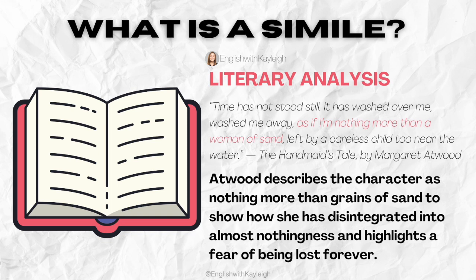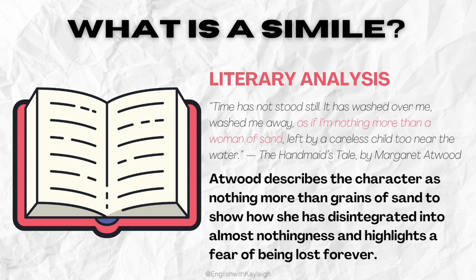So your analysis might be, well, Atwood describes the character as nothing more than grains of sand to show how she has disintegrated into almost nothingness, and highlights a fear of being lost forever. Because as time goes, it has almost washed her away. So maybe she fears that her life will no longer remain who she is. So it's a very quick and short example of how you can identify and analyze a simile in complex literature.